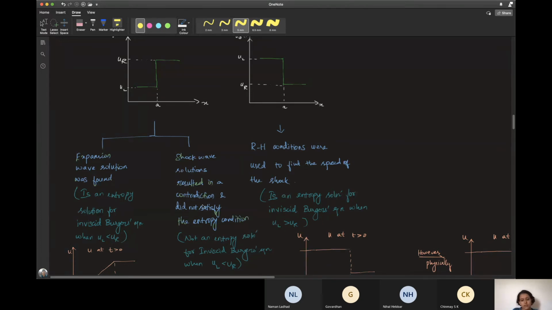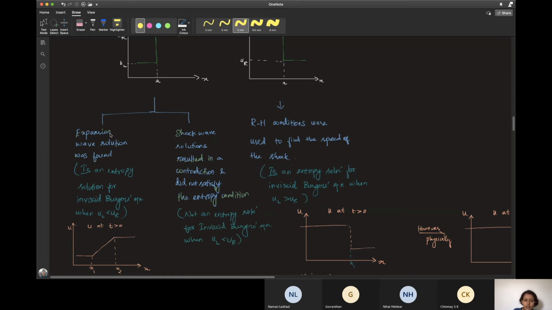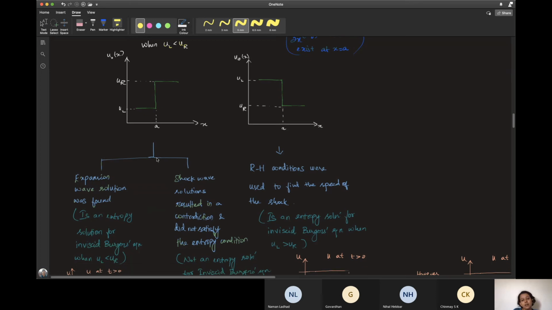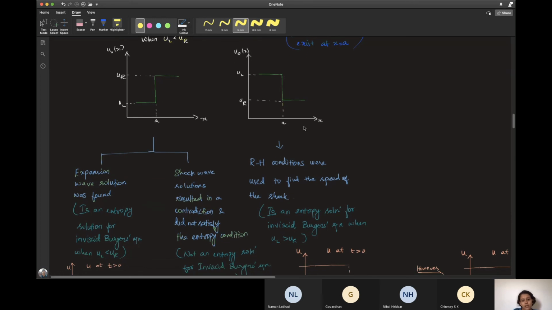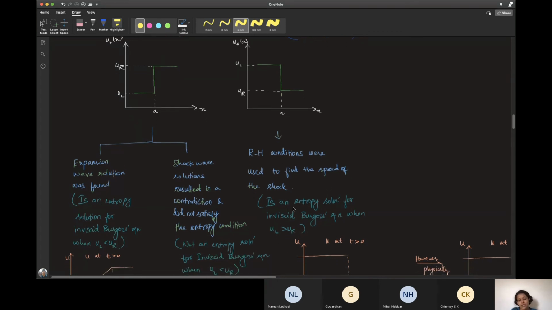All this we have seen in the previous classes. So this shock wave solution is not an entropy solution for the inviscid Burgers equation when UL is less than UR. On the other hand, your expansion wave solution is an entropy solution when UL is less than UR. Similarly, when UL was greater than UR, we found shock wave solutions using RH conditions, Rankine-Hugoniot conditions. We found the speed of the shock, and this is an entropy solution when UL is greater than UR.